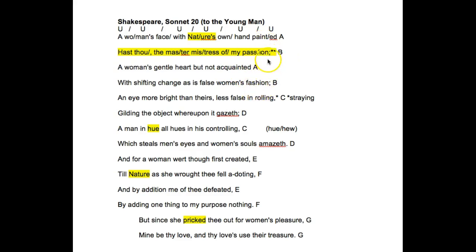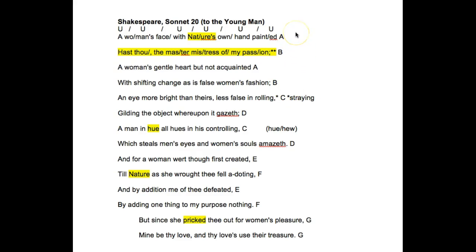Fashion rhymes with passion, and so we're back to B. And then we have a new sound, rolling, and you can see it rhymes with controlling, right? And then gazeth and amazeth. And so this is how you assign a letter to each word at the end of the line.